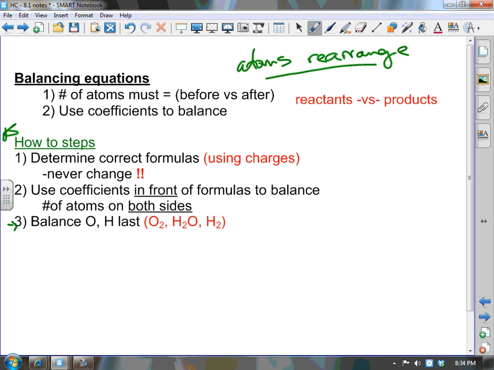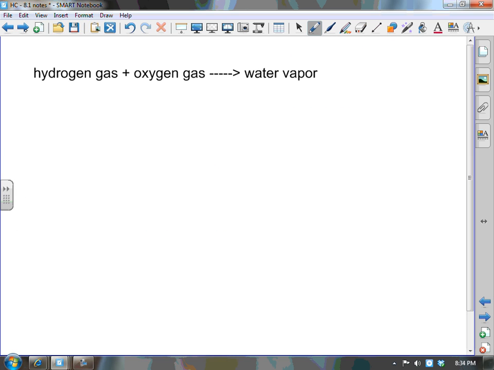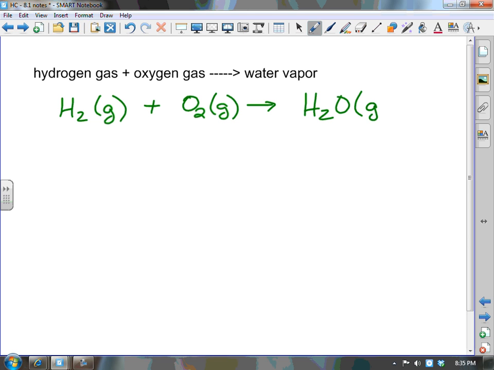Okay? So let's do a simple one here. Hydrogen gas plus oxygen gas makes water vapor. Don't forget what we talked about at the beginning of this section when we talked about hydrogen gas. Hydrogen is a diatomic element, so it's H2. H2 reacts with oxygen gas, O2. It's also diatomic, and forms water vapor, steam.